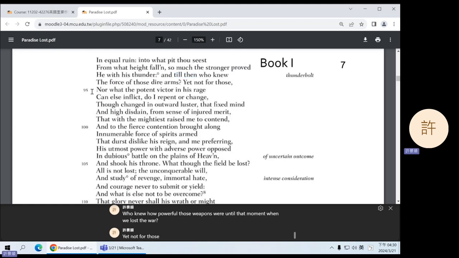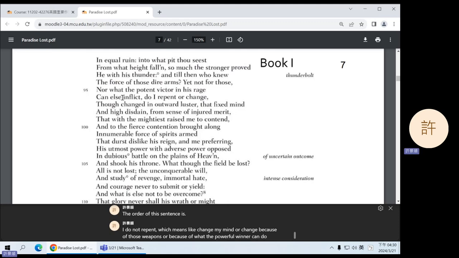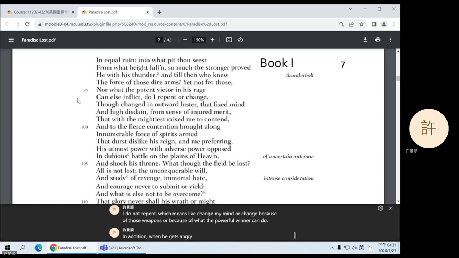"Yet not for those, nor what the potent victor in his rage can else inflict, do I repent or change." For means because. So you can see here, this is a sentence that ends with the verb. The order of this sentence is, I do not repent, which means change my mind, because of those weapons or because of what the powerful winner can do in addition when he gets angry. So even when these things happen, I won't change my mind. I'm not changing my mind even though his weapons are powerful, even though he can continue to win against us.